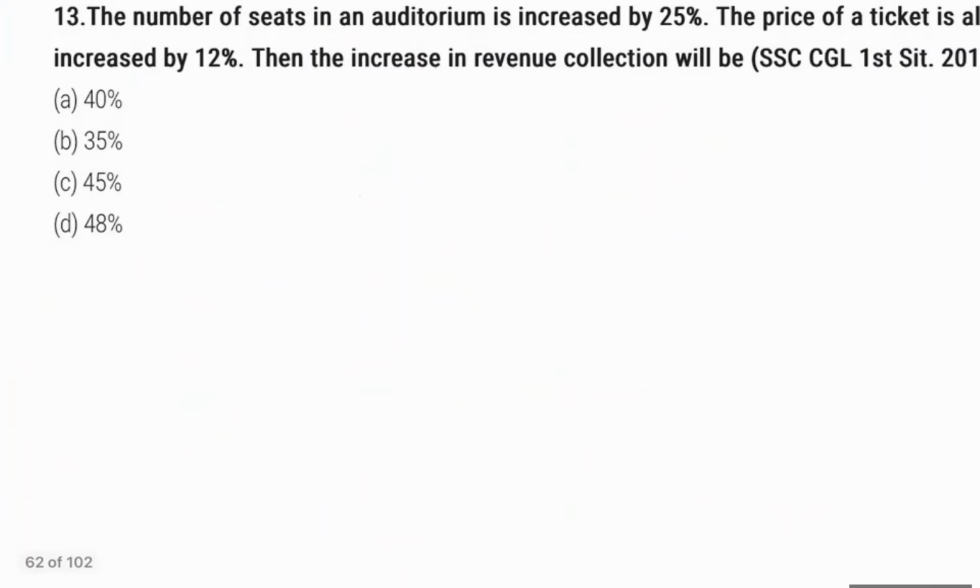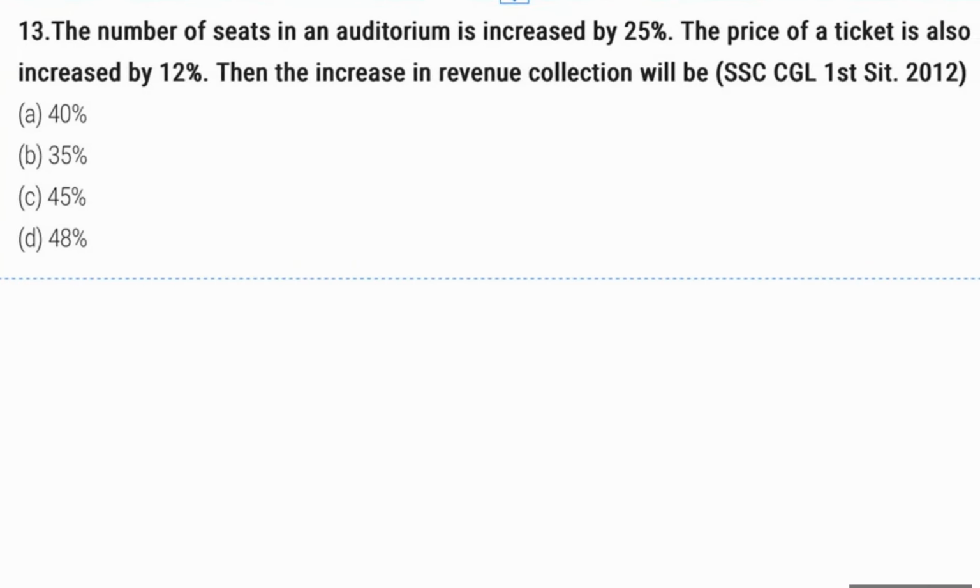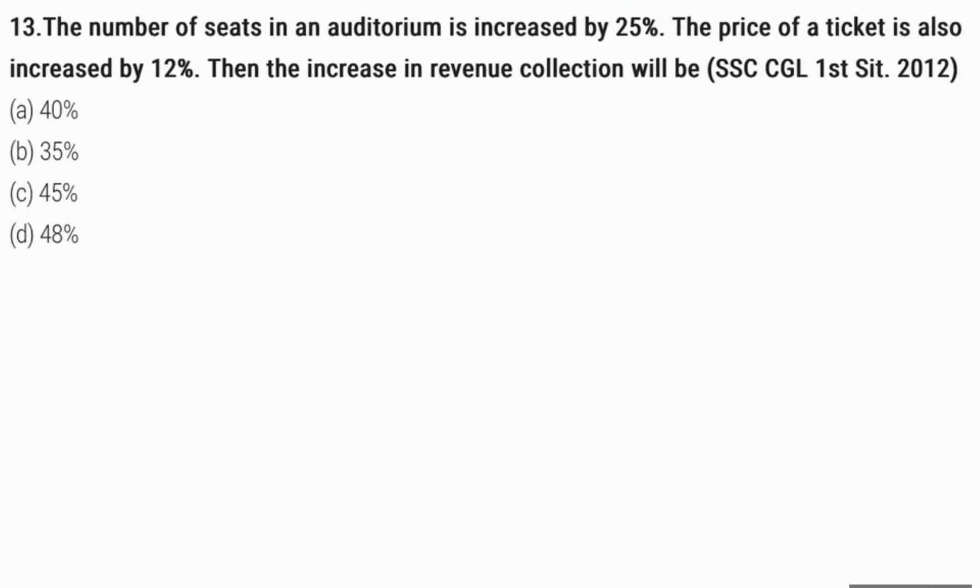Question number 13. The number of seats in the auditorium is increased by 25%. The price of the ticket is also increased by 12%. Revenue: A into B is equal to C. Price into seats is equal to revenue.